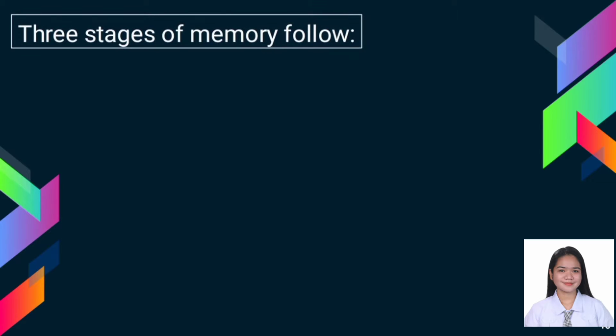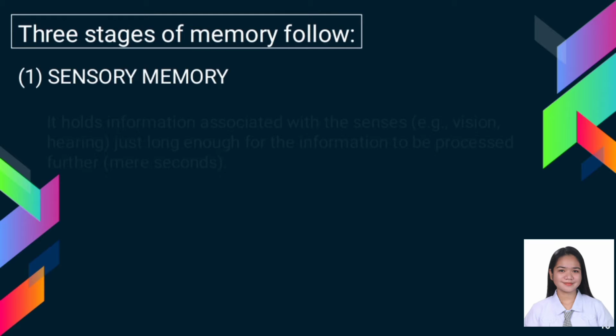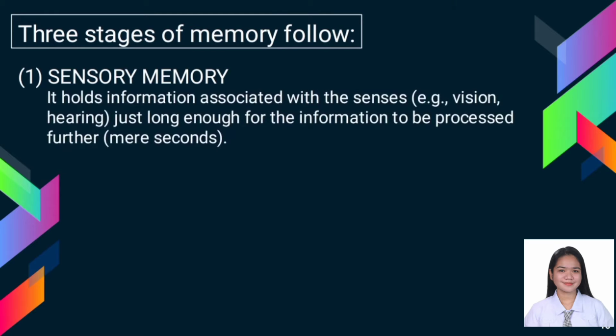Although this theory doesn't have developmental stages, we have systems or stages in our memory which are responsible for transferring information from one stage to the next. First, we have the sensory memory. It holds information associated with the senses, for example, vision and hearing, just long enough for the information to be processed further, or mere seconds. So it refers to what we are experiencing through our senses at any given moment.